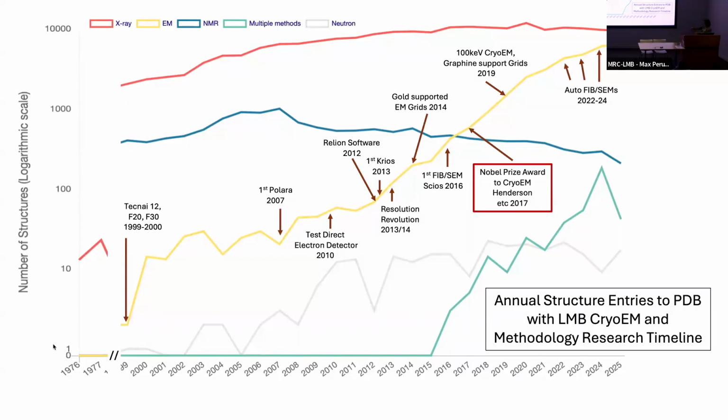So after a few years, we bought our first Polara 300 kV. This is before Krios, before the microscope we're using now, but this was our workhorse in 2007. And from this one, a few groups in LMB started to test the direct electron detector, and Sjors came into our same office writing his program.